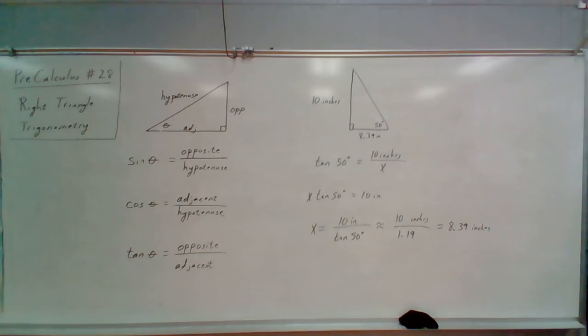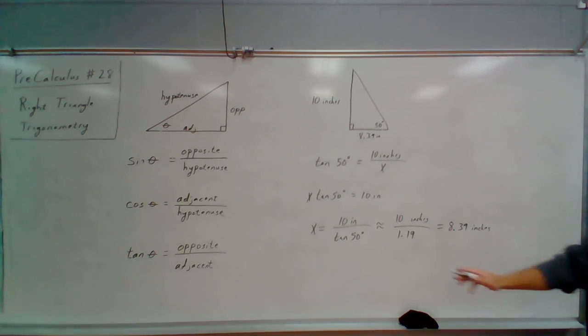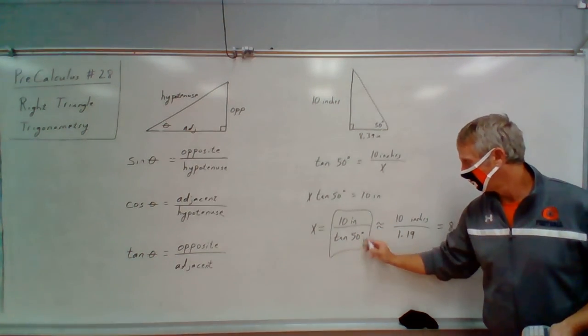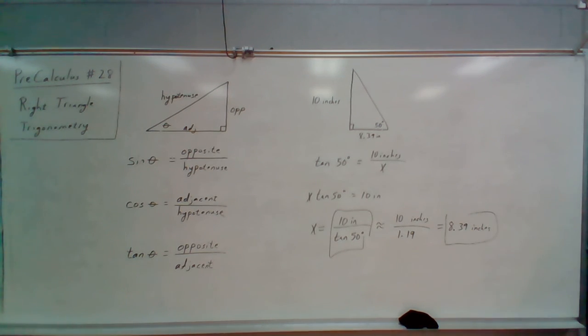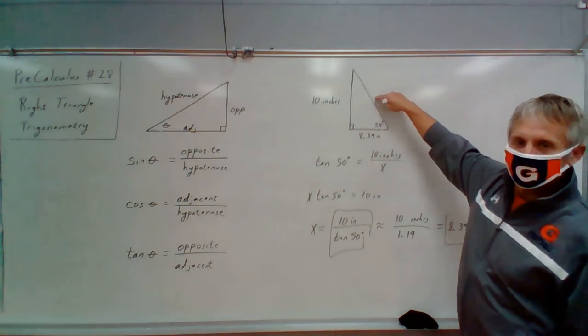So that's an approximate number, not exactly. This is an exact answer. This is the approximate answer. All right, let's see if we can find some other sides. So let's find this side.